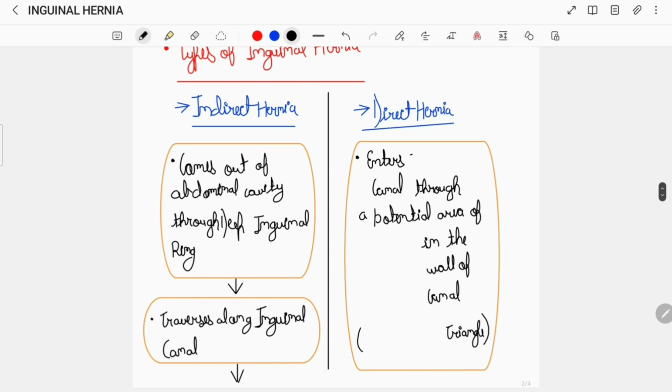The direct inguinal hernia, on the other hand, enters the inguinal canal through a potential area of weakness in the posterior wall of the inguinal canal, and this is known as the Hasselbalch's triangle.